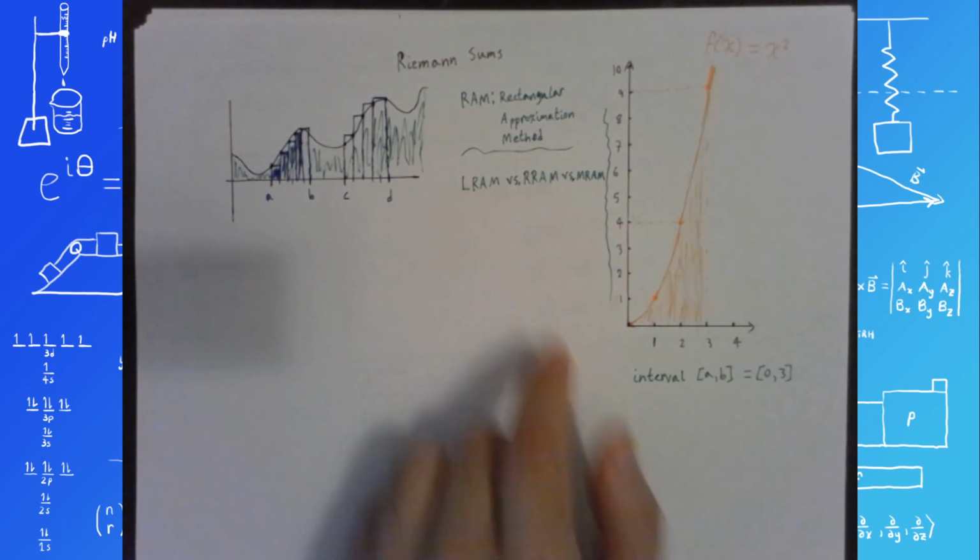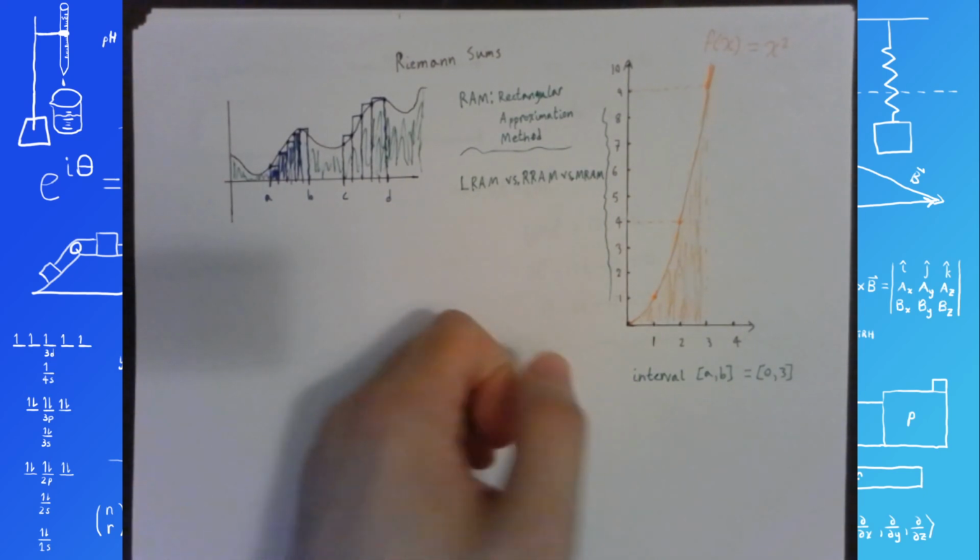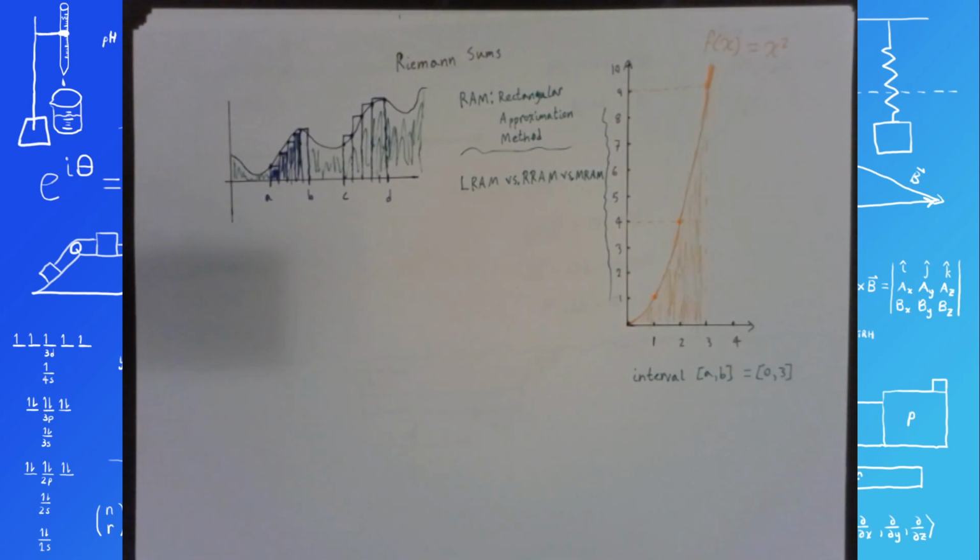And so the midpoint rectangular approximation method tends to be the best of both worlds. It tends to have the least error because it kind of strikes a balance between the two. It has a little bit of underestimate, a little bit of overestimate. I'll draw a separate curve for that.